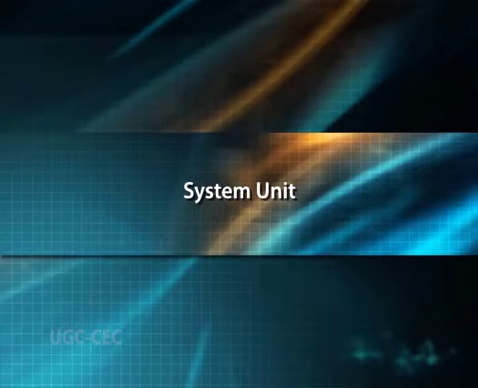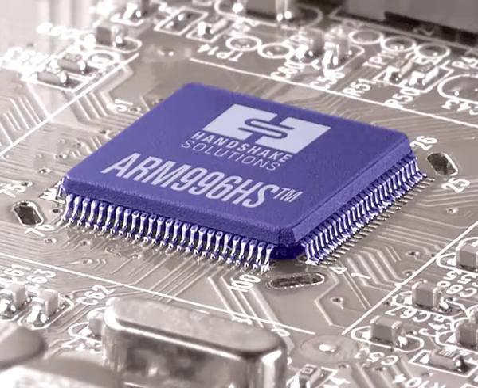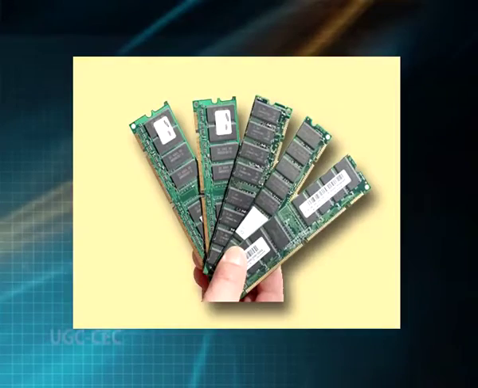System unit. The system unit is the core of a computer system. The most important of these components is the central processing unit or the CPU or microprocessor, which acts as the brain of your computer. Another component is random access memory (RAM), which temporarily stores information that the CPU uses while the computer is on. The information stored in RAM is erased when the computer is turned off.